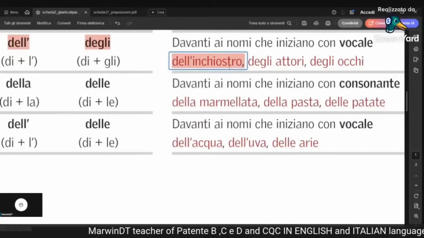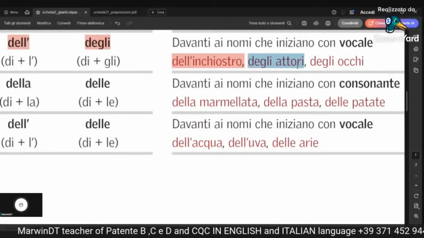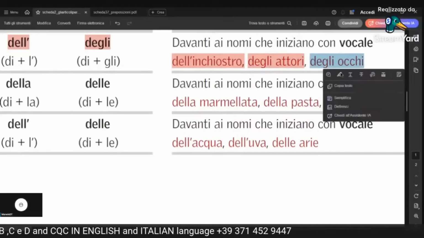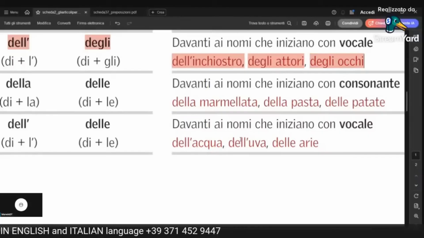Dell'inchiostro, degli attori, degli occhi. Very good.